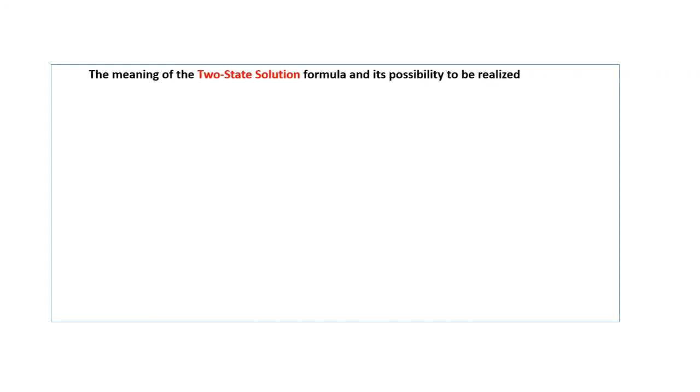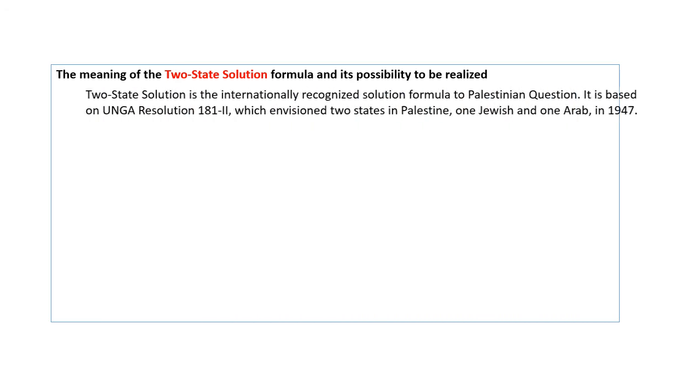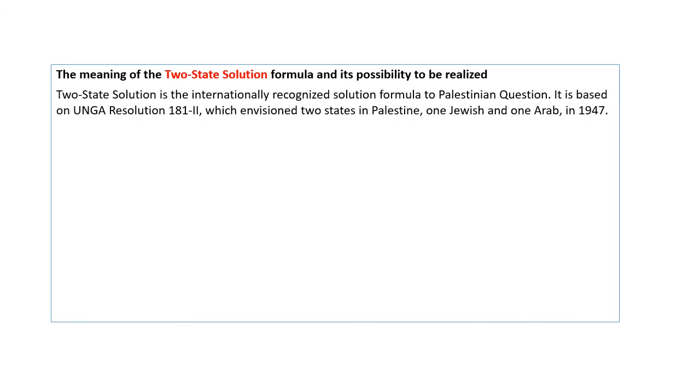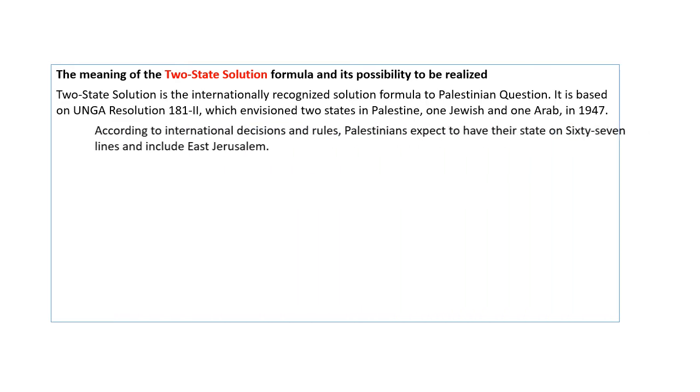The meaning of the two-state solution formula and its possibility to be realized. The two-state solution is the internationally recognized solution formula to the Palestinian question. It is based on UNGA Resolution 181-2, which envisioned 2 states in Palestine, one Jewish and one Arab, in 1947. According to international decisions and rules, Palestinians expect to have their state on the 67 lines and include East Jerusalem.